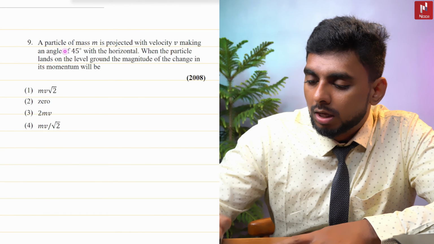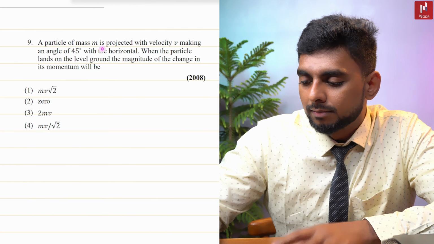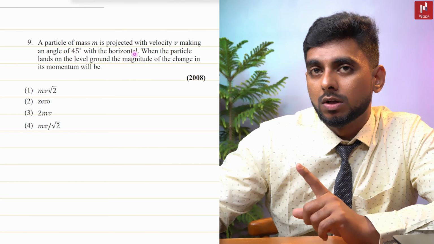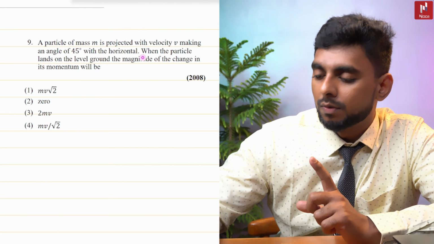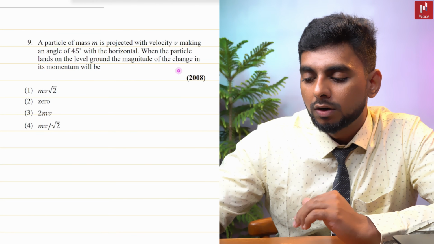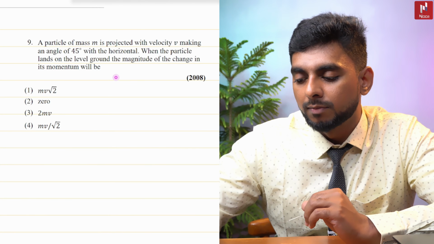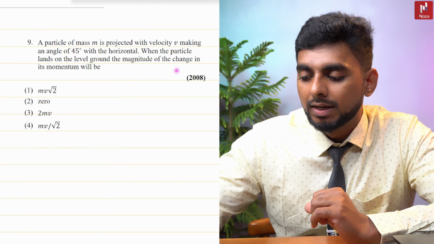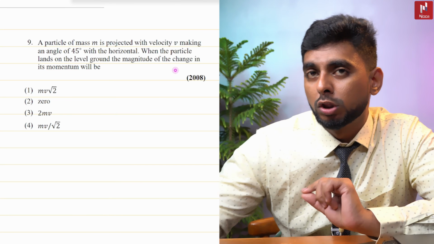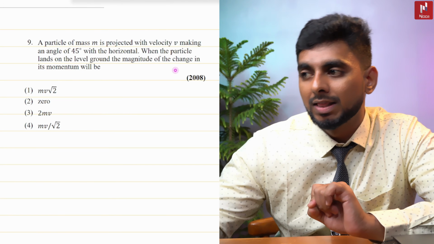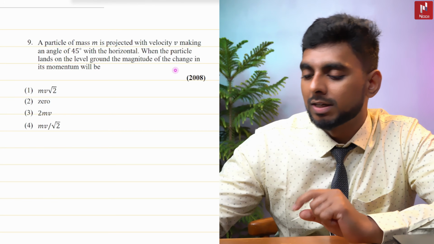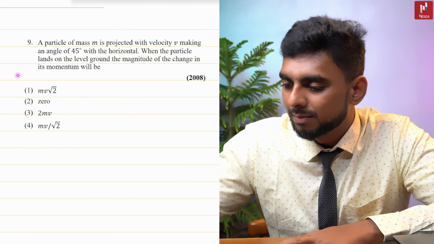Simple sum. A particle of mass m is projected with velocity v, making an angle of 45 degrees with the horizontal. When the particle lands on the level ground, the magnitude of change in its momentum will be? What I need to find is the final momentum minus the initial momentum, which is the landing point minus the starting point from where it got projected. Let me draw the diagram.